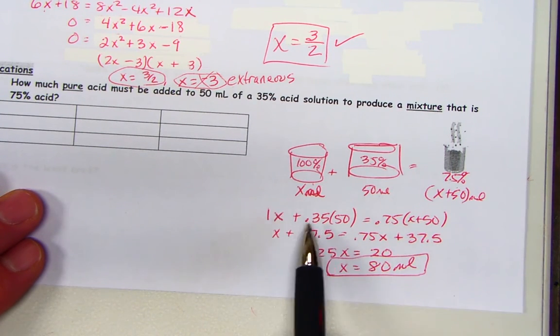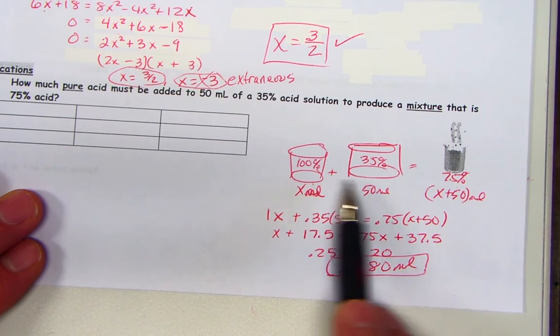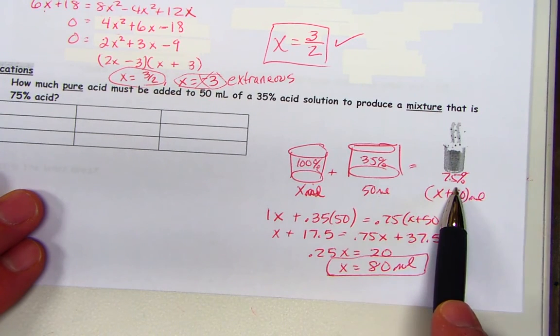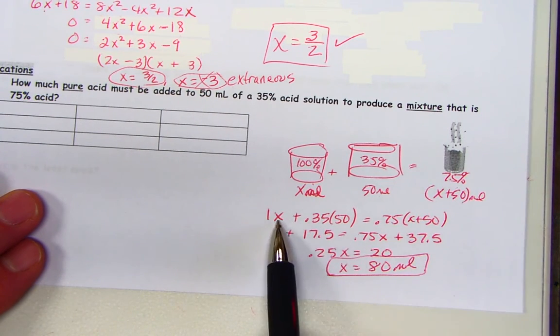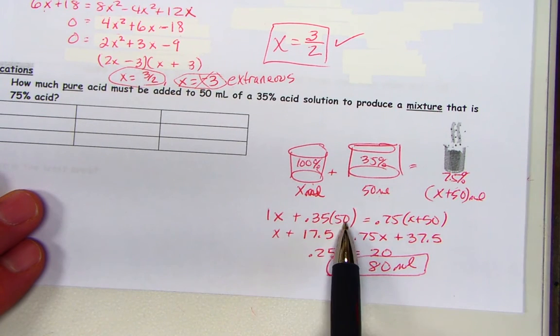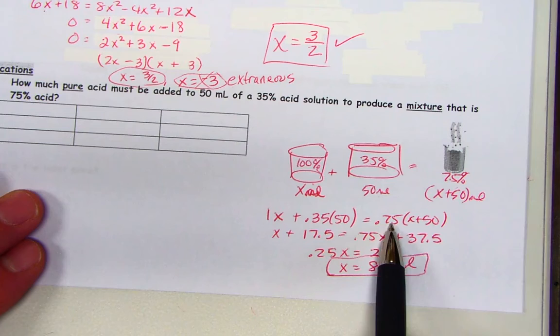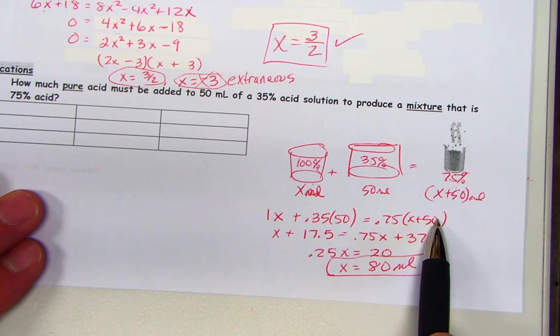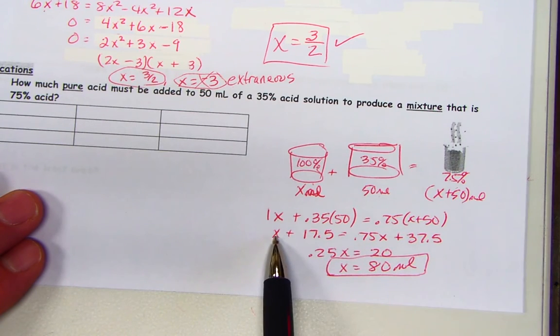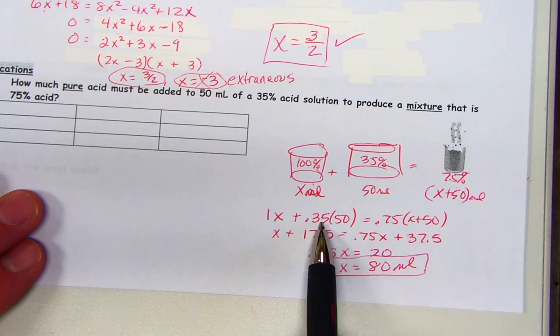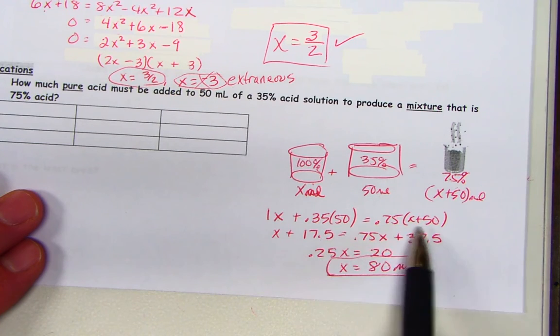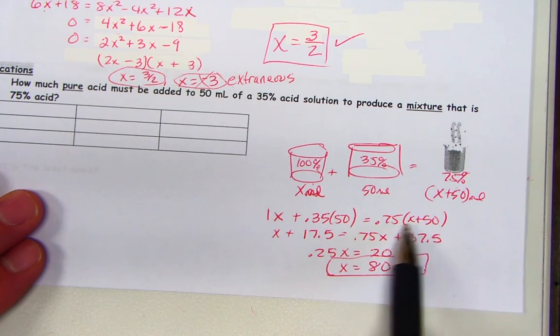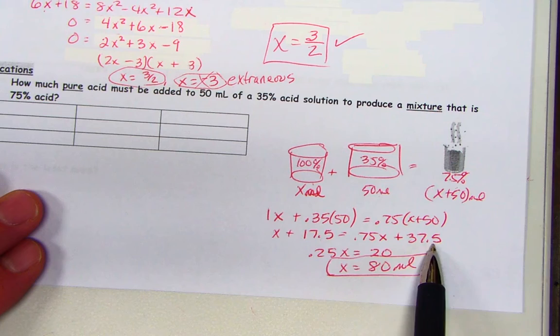So then we say the amount of acid here plus the amount of acid here should equal the amount of acid in the mixture. So 1x, 100% of x, that's all acid. 35% of the 50 milliliters is acid. 75% of the x plus 50 milliliters will be acid. We multiply 0.35 times 50, get 17.5. 0.75x, and 0.75 times 50 is 37.5.